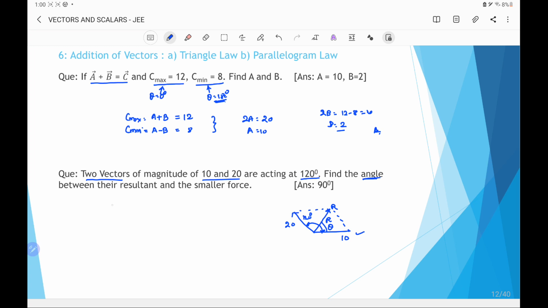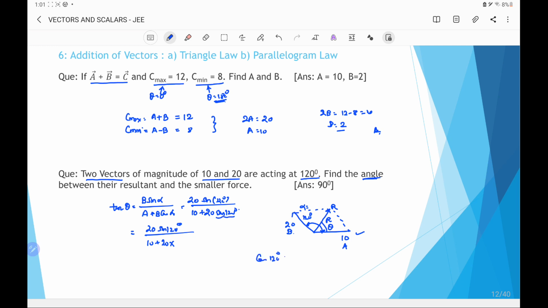From the formula which we have already discussed, tan theta will be equal to, if this is the vector A, this is vector B, then the formula is B sine alpha, where alpha is equal to 120 degree, divided by A plus B cos alpha. Substituting the value, B is 20, sine 120 degree divided by 10 plus 20 into cos 120 degree.